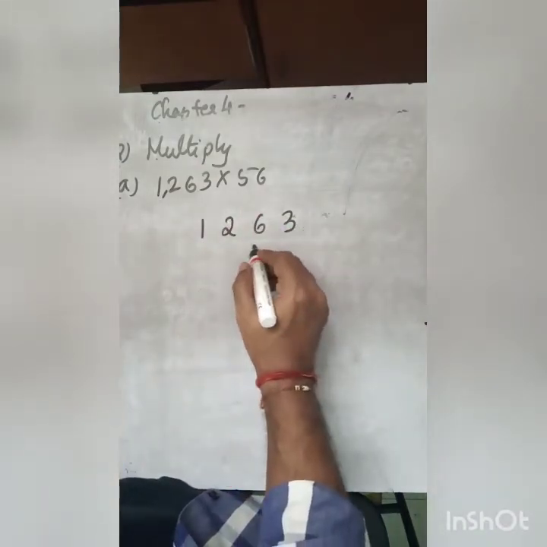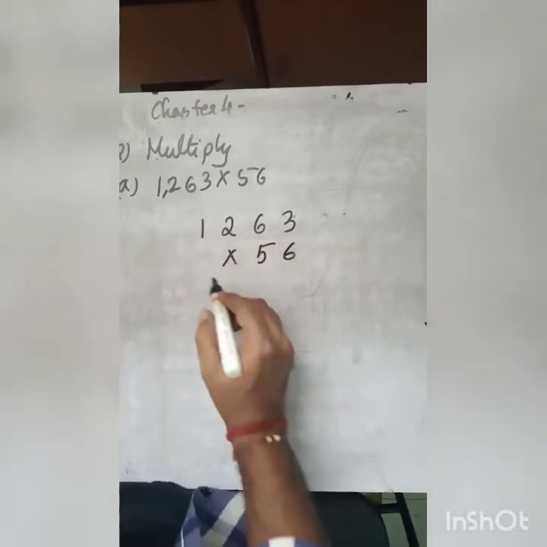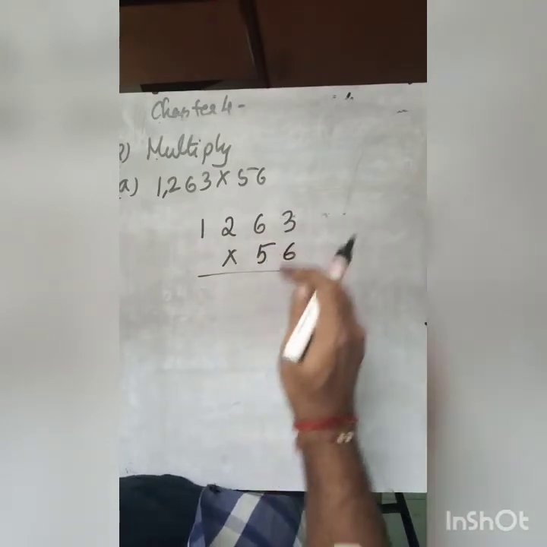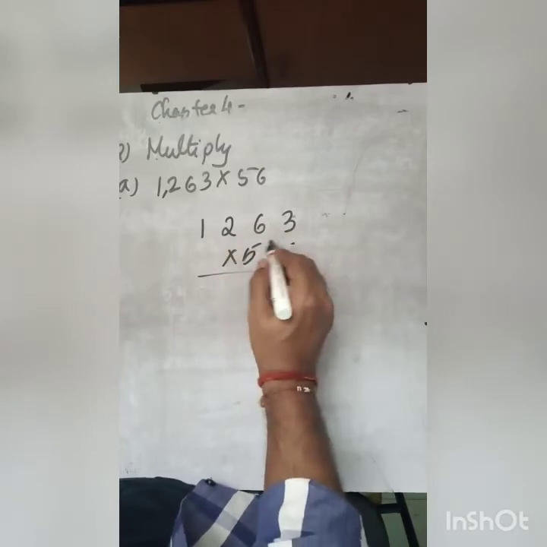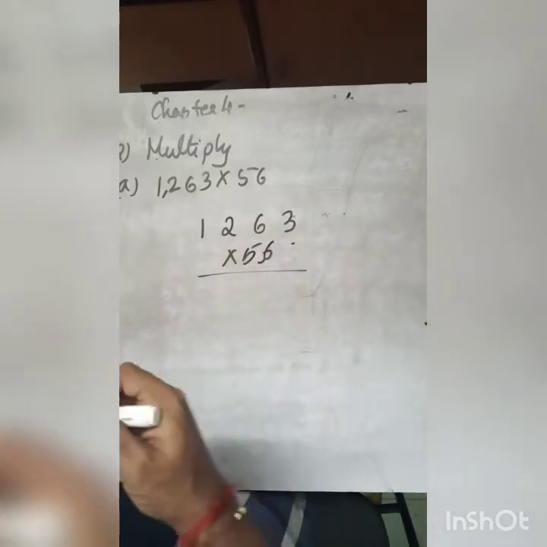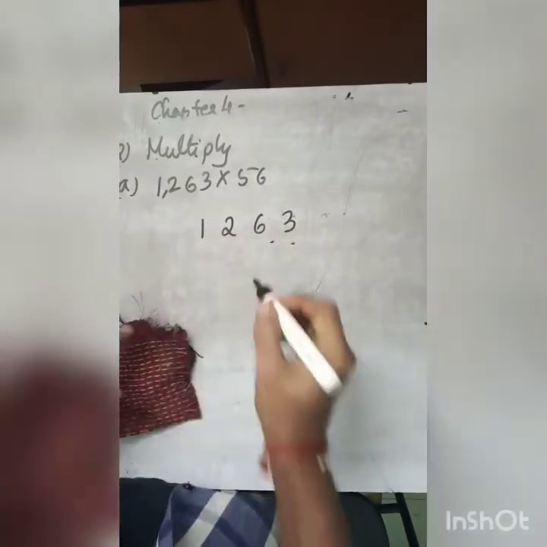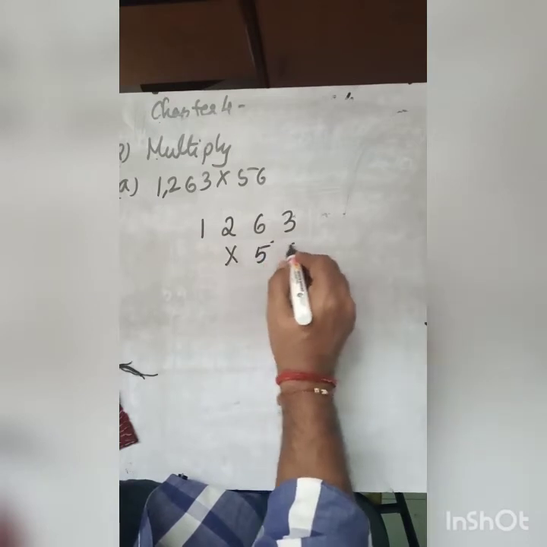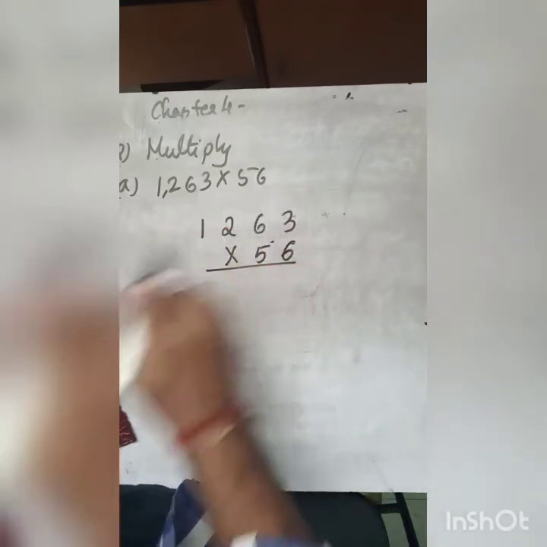And then multiply by 56. Very important thing is you need to write one number below the other. एक number के नीचे एक होना चाहिए. कभी भी number ऐसा नहीं होना चाहिए कि समझे नहीं कि number कहाँ जा रहा है. So I need to make sure I write the number one below the other. So it would be 1263 multiplied by 56, one below the other.